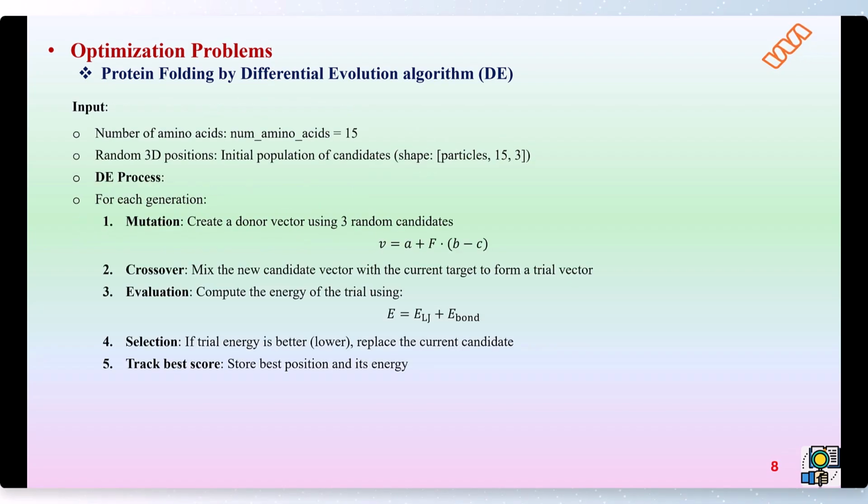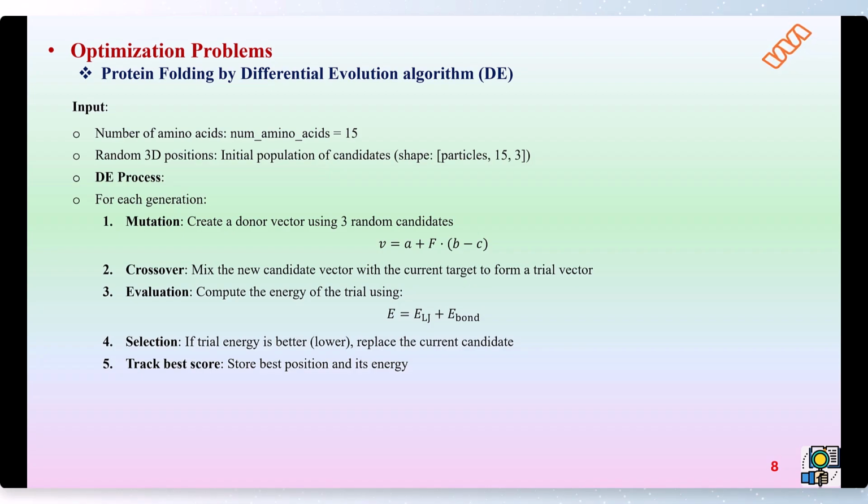Also we have a random 3D position for each of the amino acids, which is our initial population of candidates. The 3 here represents the 3 axes of X, Y, and Z. As I explained in the previous section, section 1, DE has different parts: mutation, crossover, evaluation, and selection.